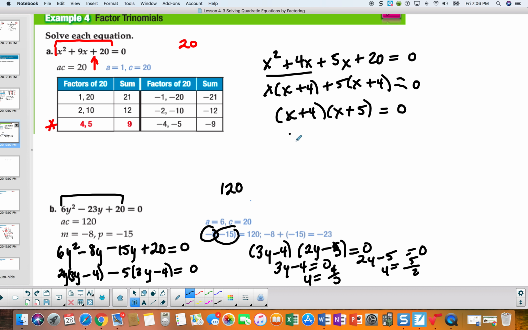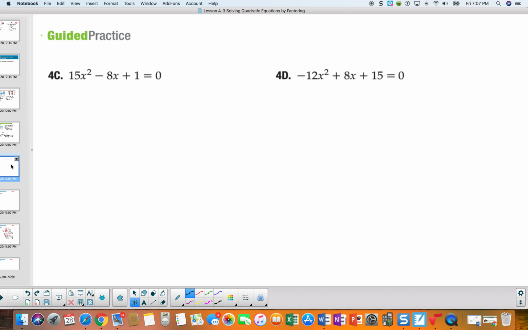And I think I forgot to solve these. X is equal to -4, or x is equal to -5. Okay, let's do it one more time.